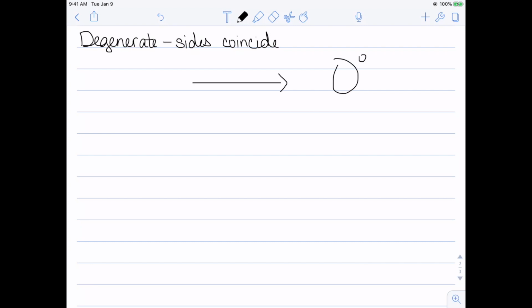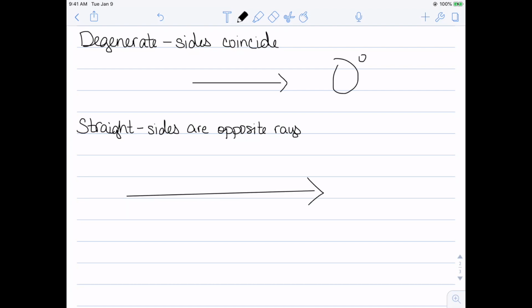There are two special types of angles that we will consider. Degenerate angles are angles where their sides coincide. So it just has a single side since the sides are the same. While I haven't defined angle measure yet, you can think of this as being a 0-degree angle. The other special type of angle is a straight angle, and this is where the sides are opposite rays. Once again, I haven't defined angle measure, but we can think of this as a 180-degree angle.